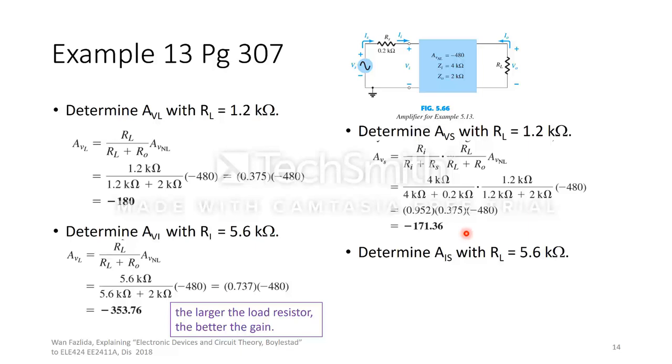Now, what about the current gain with RL equals 5.6 kilo ohm? Okay, if it's 5.6 kilo ohm, then I'm going to choose AVL of 353.76, multiplied by input impedance over RL. Input impedance is 4 kilo ohms and RL is in this case 5.6 kilo ohms, giving us a current gain of 252.6.